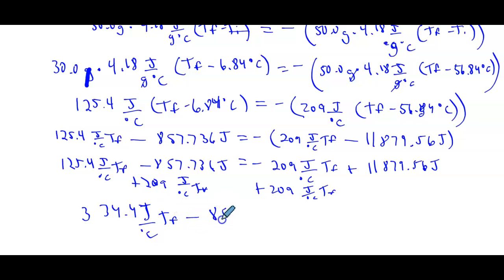This is still here, 857.736 joules equals, this went away, so this side is going to be 11,879.56 joules. So now I'm going to combine like terms, continuing on that path of combining like terms. Really having trouble writing my sixes today. Okay, so I have TFs over here on the left. I need to get non-TFs on the right. To do that, I'm going to add 857.736 joules to both sides.